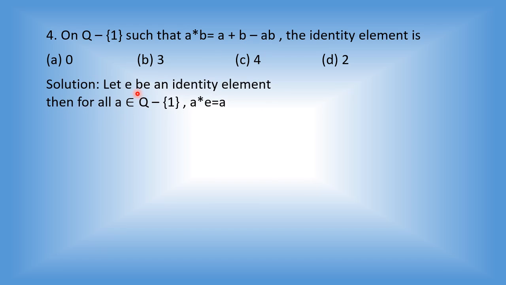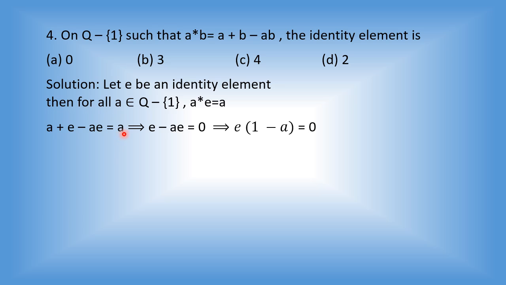So if I consider E is an identity element, then for all A belongs to the given set of all rational numbers other than 1, the definition is A star E is equal to A. So this will be the definition of the identity element in case of binary operation. Given that A star B is equal to A plus B minus AB, in place of this we replace this definition, we'll get A plus E minus AE equal to A.